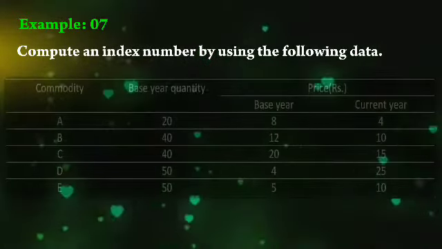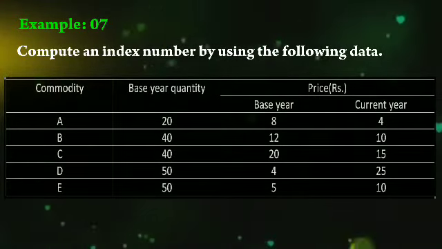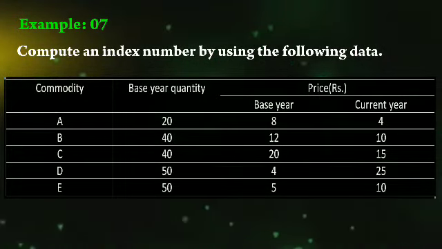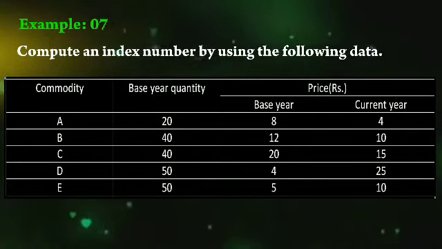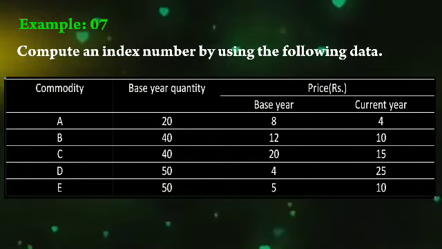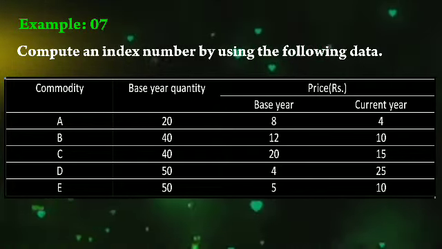Example number 7. Compute an index number by using the following data. In the table, different commodities are given along with the price values for base and the current year along with base year quantity values.